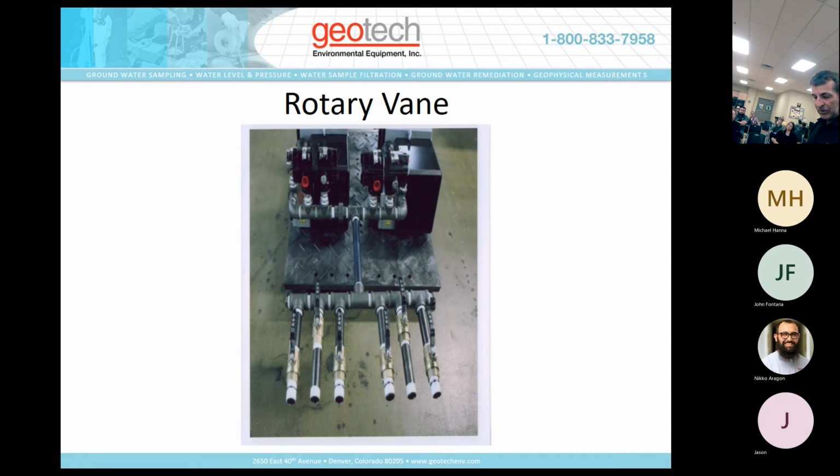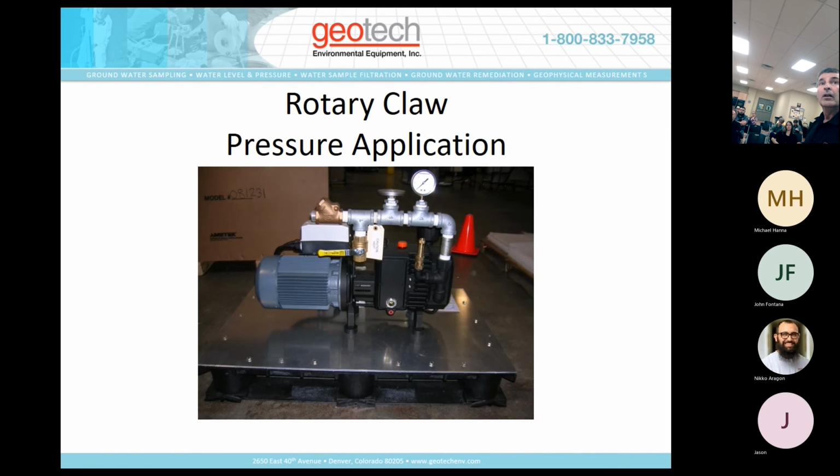Rotary vane, this just shows a rotary vane with basically a manifold set up for the different wells that they're pushing the air to. Rotary claw application, that's one of the most common for the air sparge that we've done. Again, using the blower and then the piping would be connected to, because these systems are connected to a series of manifolds, depending on how many wells that you're either drawing a vacuum from, or in the case of an air sparge that you're pushing air into.